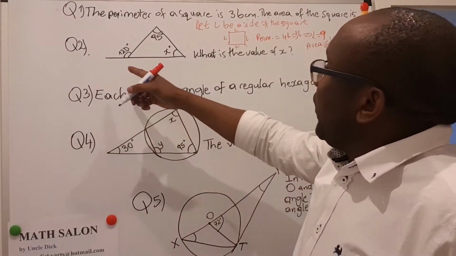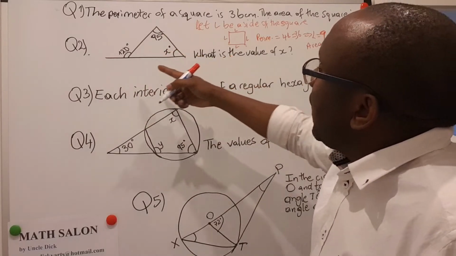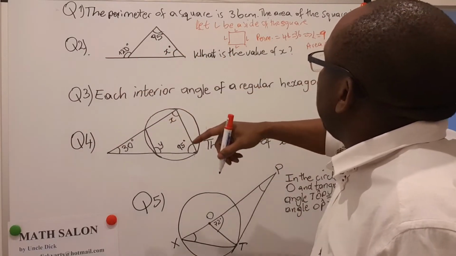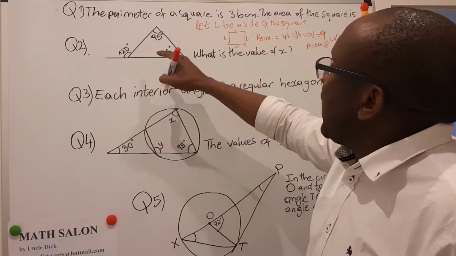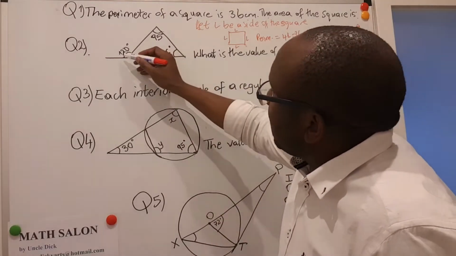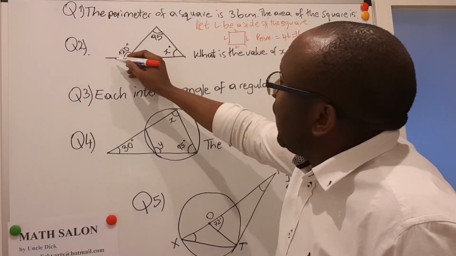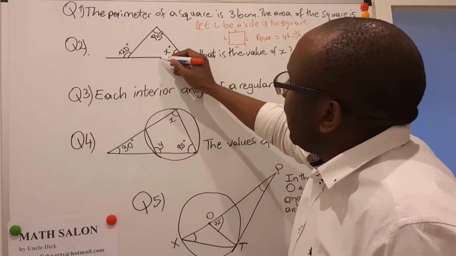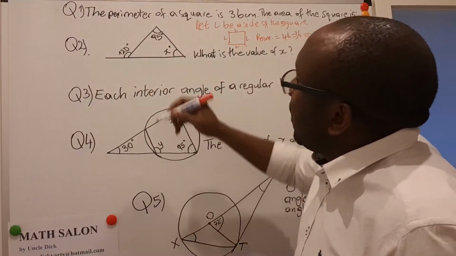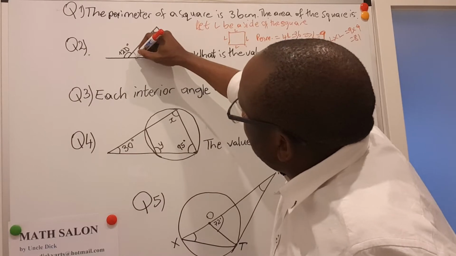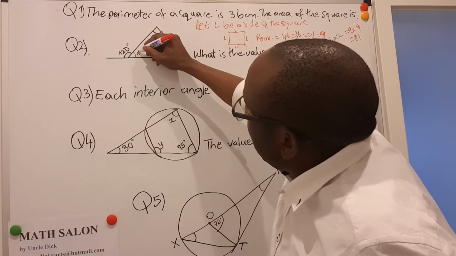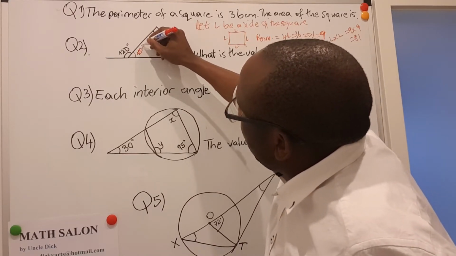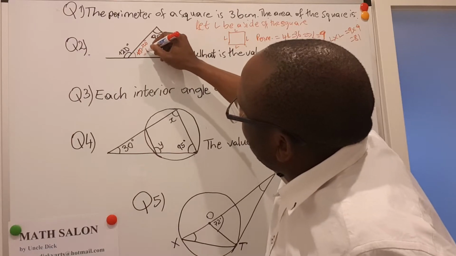The second question says, we are given a triangle here, but we're also given a horizontal straight line. We are asked to look for the value of this x here. So this angle is given to be 120, but we know that a straight line is 180 degrees. So this one can be obtained as 180 minus 120, and that's equal to 60.